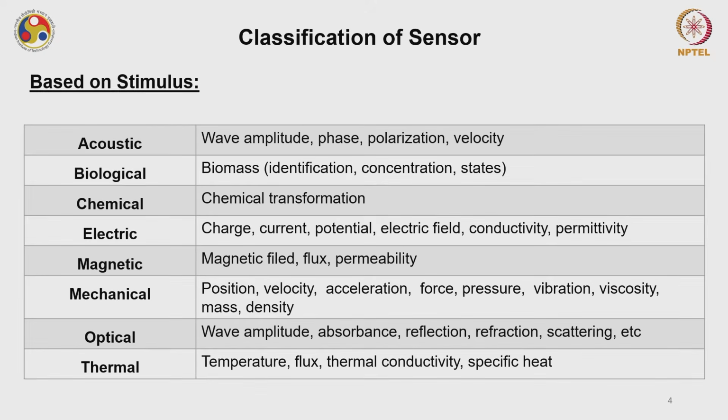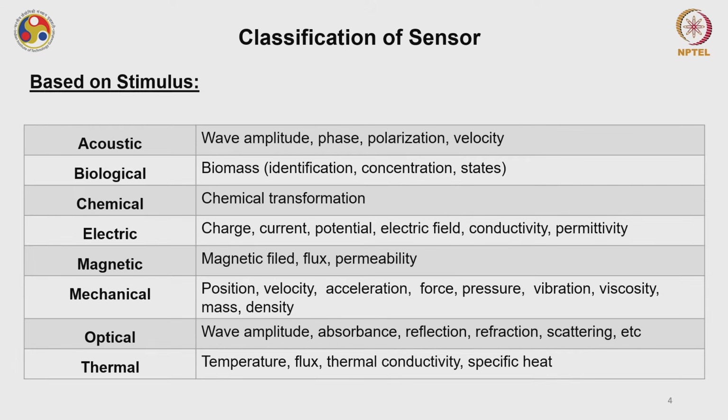Based on stimulus, I can classify sensors under various heads like acoustic, biological, chemical, electrical, magnetic, mechanical, optical, thermal. There are other classes also, like radiation, but we are not going to cover all those things. Under acoustic sensors, we have measurement of wave amplitude, phase. We usually measure polarization and sometimes group velocity of waves. Similarly, for biological sensors, we have various other stimuli like biomass identification, its concentration measurement, and its current state.